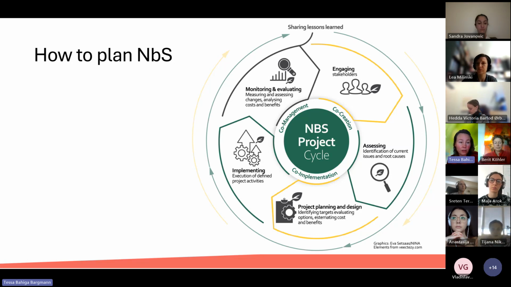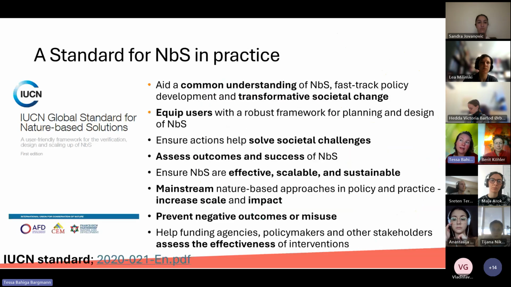Are all stakeholders involved? Is the project doing what it was planned to do? And then, to help you assess or make sure that you are doing best practice for your nature-based solution, the IUCN has come up with a global standard. And we need this standard because it aids a common understanding of nature-based solutions, and it can enable us to fast-track development and fast-track policy development and transformative societal change.